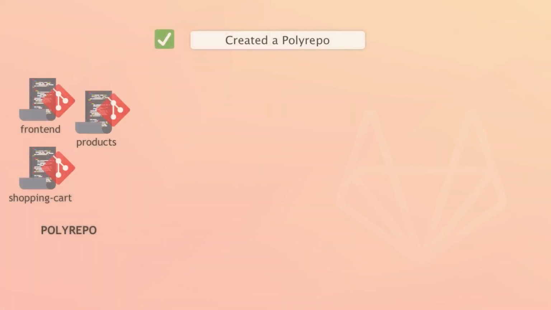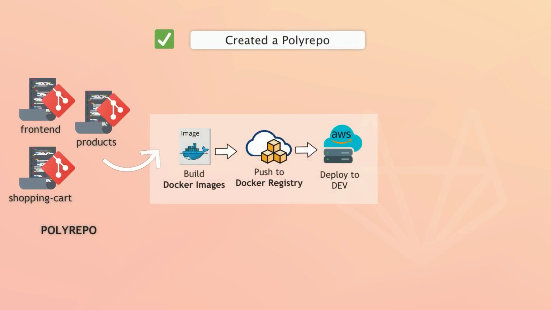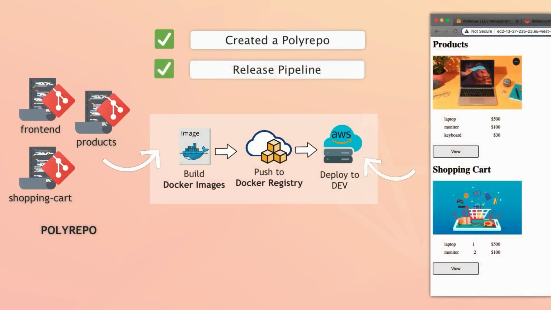So we have successfully created a poly repo for our microservices application and configured release pipeline for each of the services inside that poly repo.